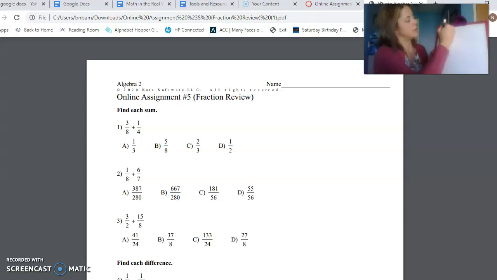Let's look at 12. So for 12, we have 5 over 4 divided by 7 over 10.